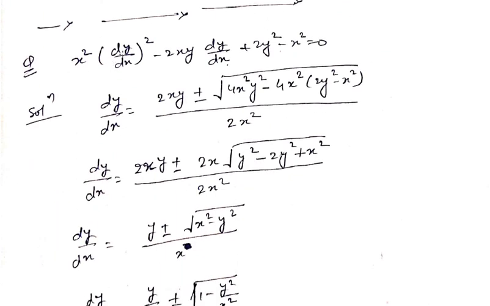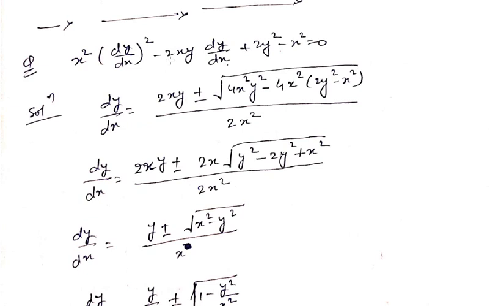x square dy upon dx whole square. Here dy upon dx is what? p. So we can rewrite it as x square p square, or x square dy upon dx whole square minus 2xy dy upon dx plus 2y square minus x square is equals to 0. From here we can find the value of dy upon dx, which is p actually.